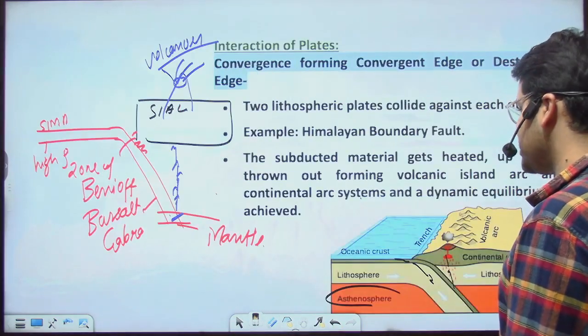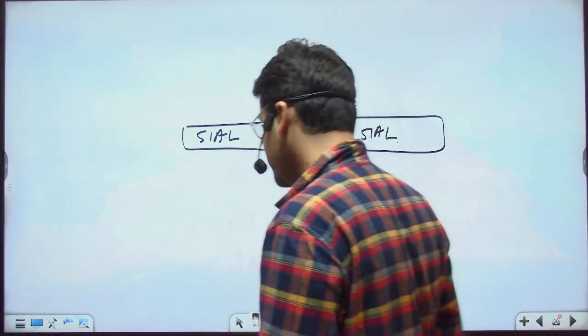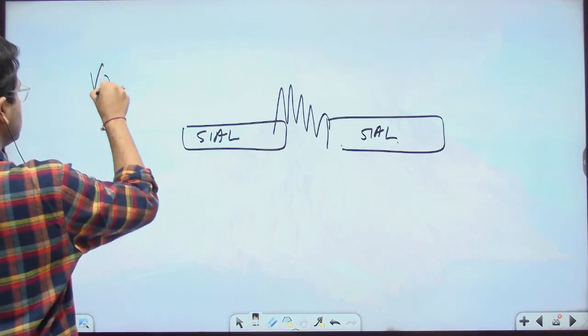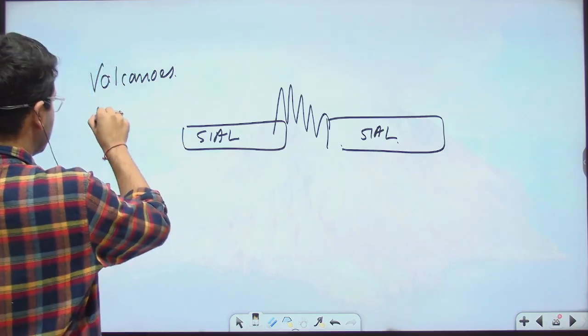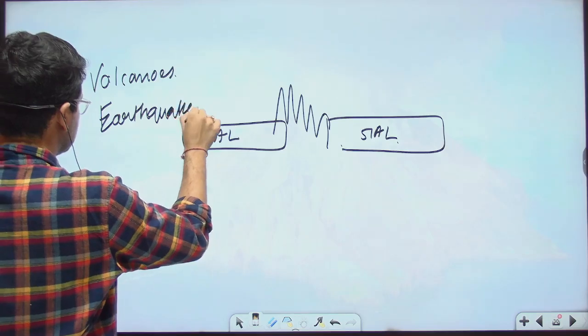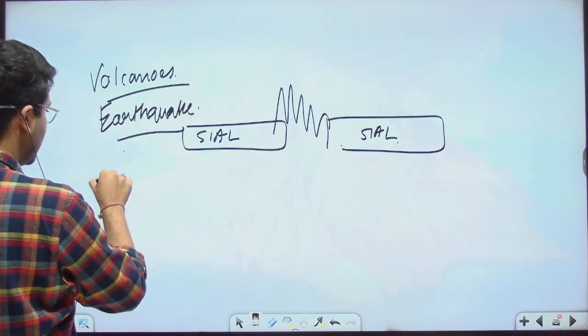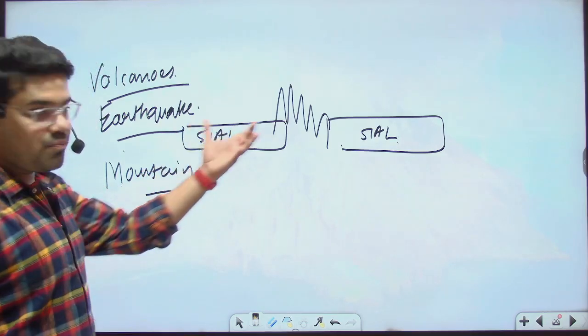I hope you liked the session. Okay, in the next session, we are going to deal with volcanoes in detail, a 1 to 1.5 hour session. Okay, earthquake, volcanoes, earthquake, and mountain building, types of mountain, 2 to 2.5. The basics are the same.